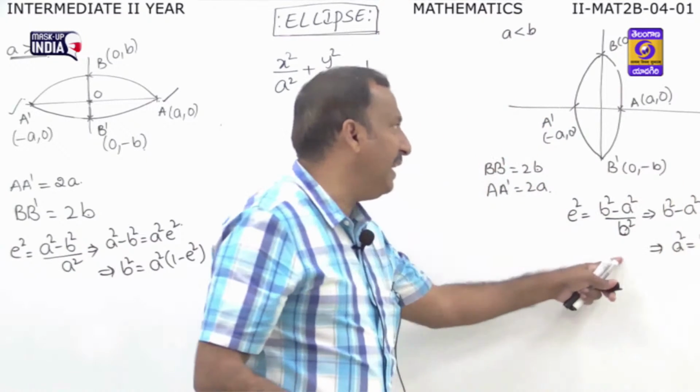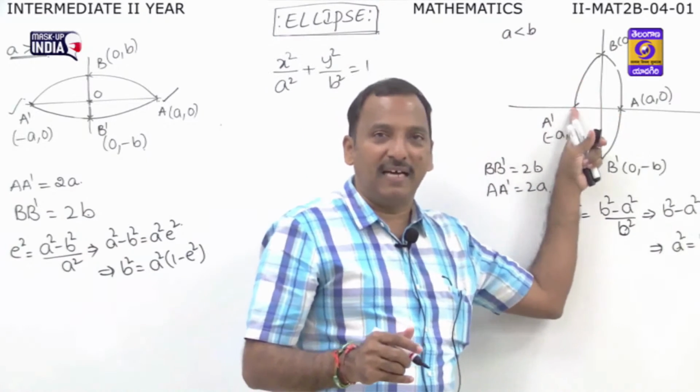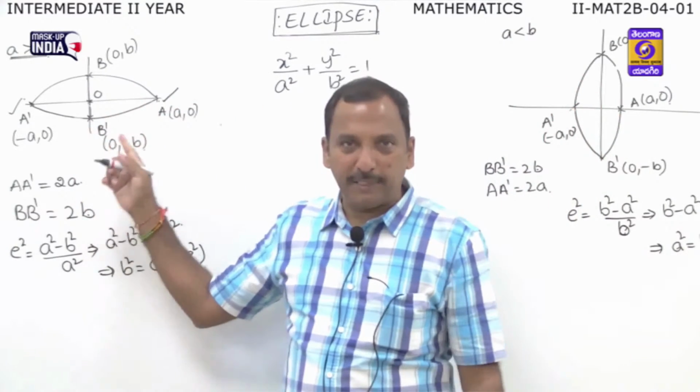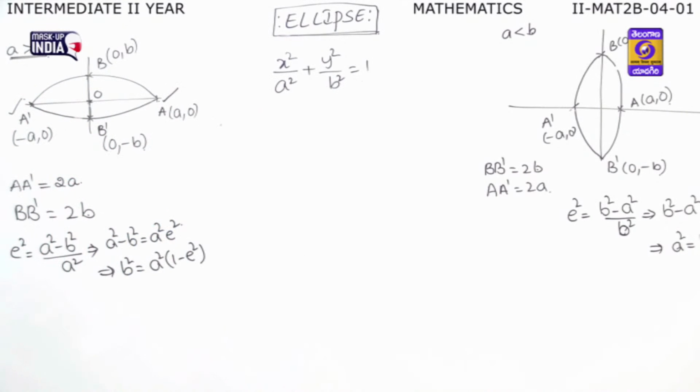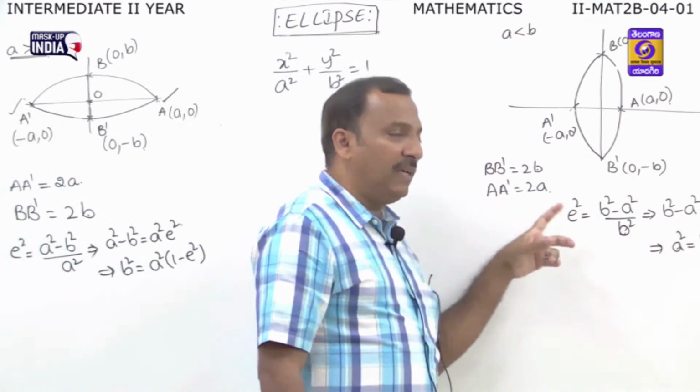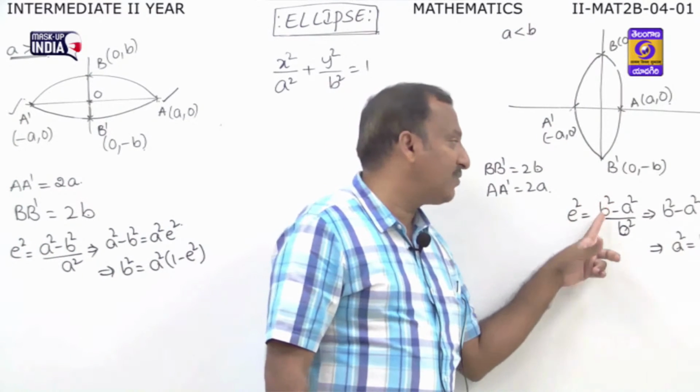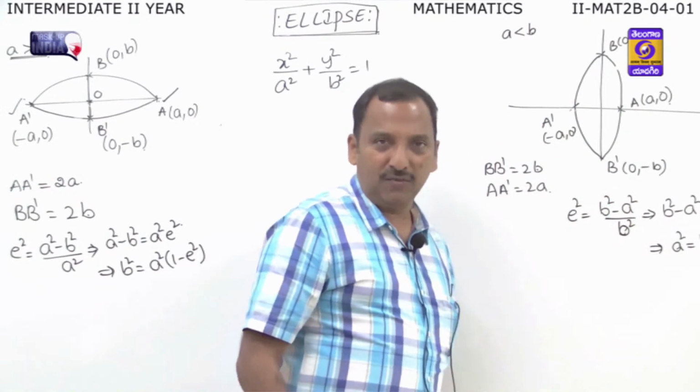It is the case when the ellipse is vertical. It is the case when the ellipse is horizontal. Okay, this is the formula to find the eccentricity: e square is equal to a square minus b square by a square, when a is greater than b. If b is greater than a, then e square is equal to b square minus a square by b square.